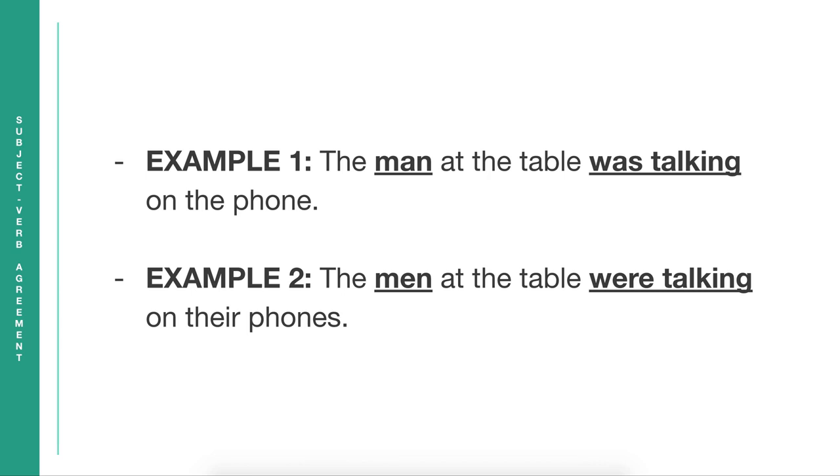Here are some examples. The man at the table was talking on the phone. We have one man, so we are going to use the word was. In our second example, we have the men at the table were talking on their phones. In this case, we have multiple men, and so we are going to now use the word were. So you can see here that our verbs are going to change in English based on how many people or how many things are in the subject position of the sentence.